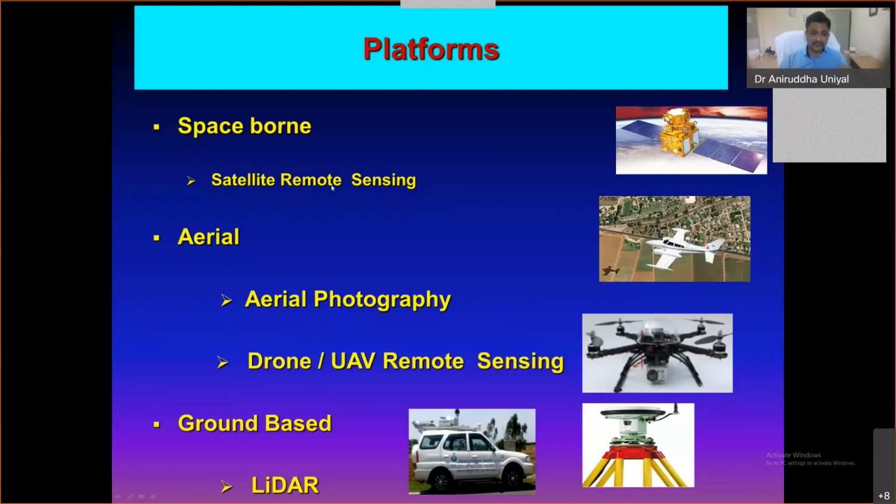At the same time, there is another platform, the ground-based platform, wherein ground-based sensors, if they are mounted on a tripod or on a vehicle, are also used for mapping. Now, the latest of the remote sensing technologies is drone or UAV remote sensing, where UAV is unmanned aerial vehicle, also called UAS, unmanned aerial system.